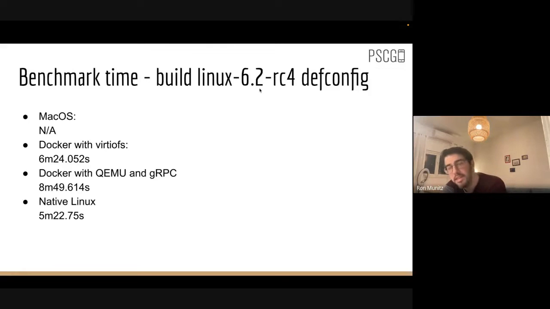But then the building of the Linux kernel, which could take a while to build, gave more promising results. It's not relevant for macOS because you don't build the kernel in macOS. You could, but it's not that trivial. And why would you do it? Docker with virtiofs took 6 minutes and 24 seconds, more or less. And the native Linux took 5 minutes and 22 seconds. So imagine you have something as terrible as the AOSP. The speedup can be much more significant.